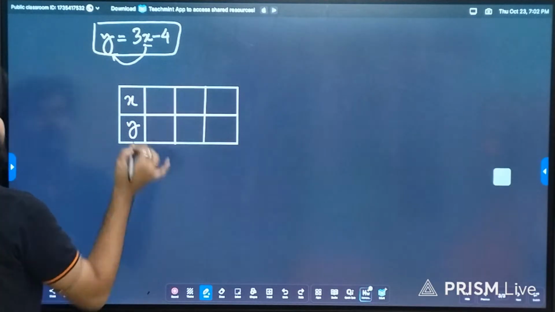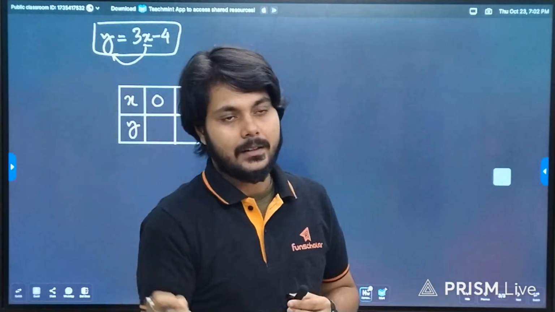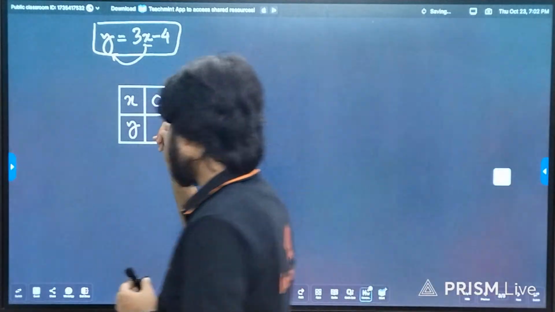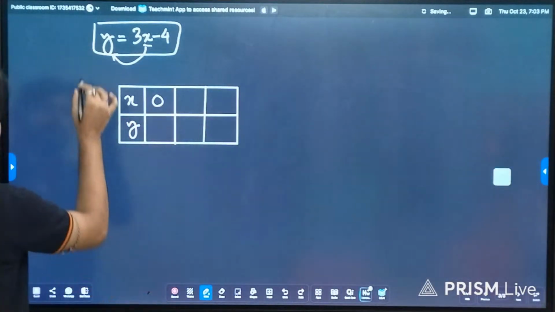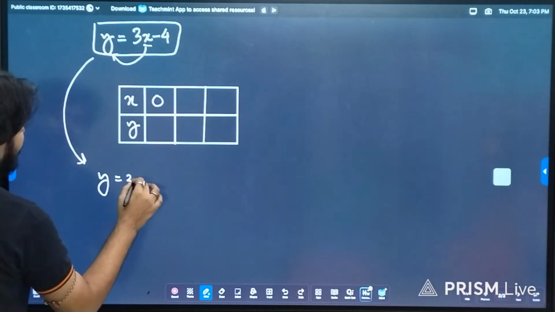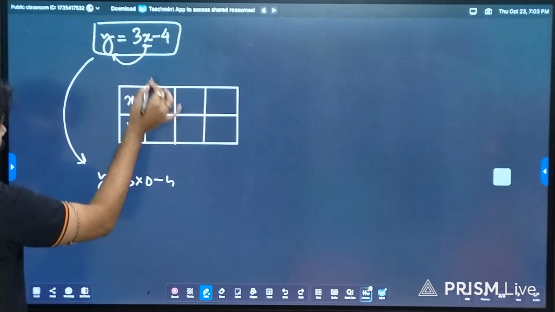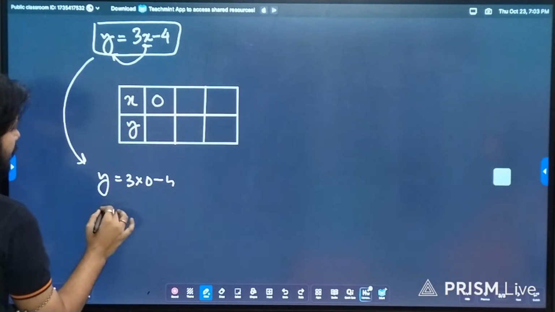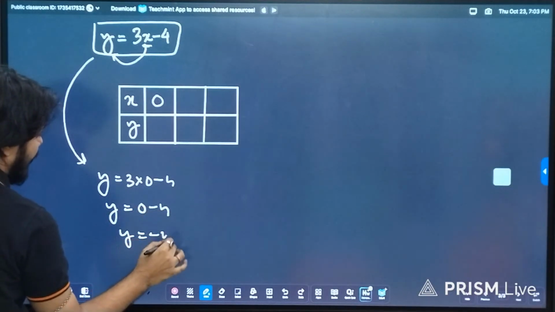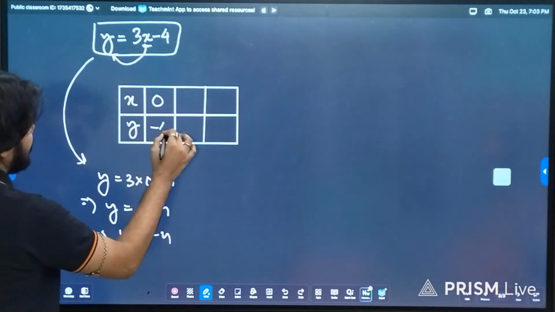First of all, let's take x as 0. It is not necessary and not mandatory; you can take any value of your choice. Let's take x as 0. y will be 3 into 0 minus 4, because we have taken the value of x as 0. 3 into 0 minus 4. y will be 0 minus 4, or y will be minus 4.